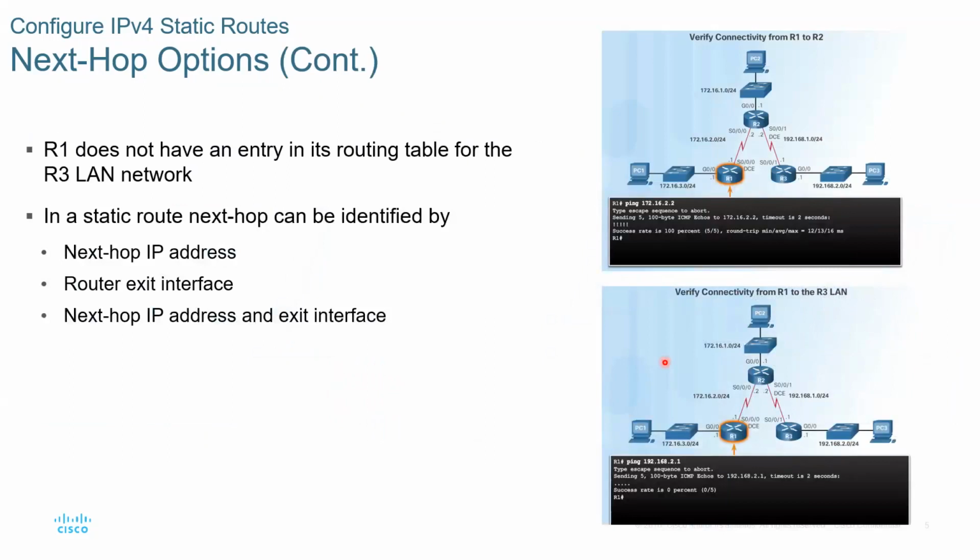Next hop options. R1 does not have a routing entry for R3 network 192.168.2.0. R1 is able to ping the next hop address, which is R2's S0/0/0. In the example below, you can see that we cannot ping the remote network of 192.168.2.1 because we don't have a static route. So we enter a static route, either the next hop address or router exit interface, or you can do next hop IP and exit interface.